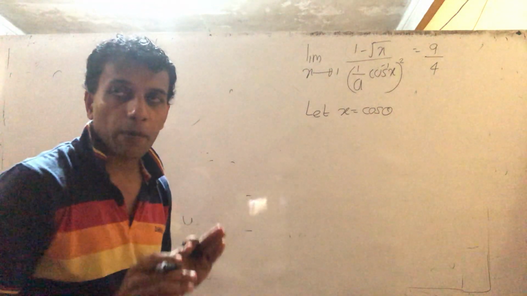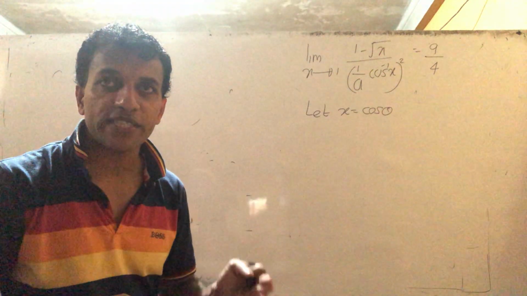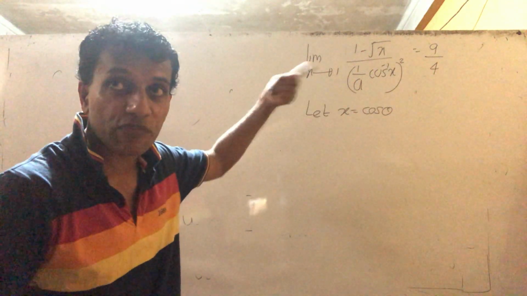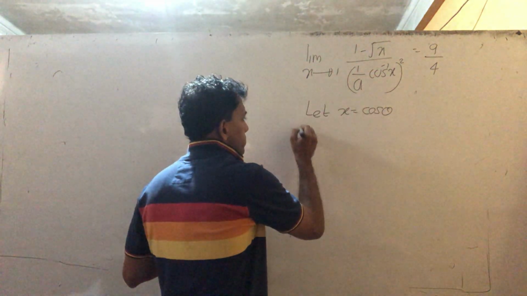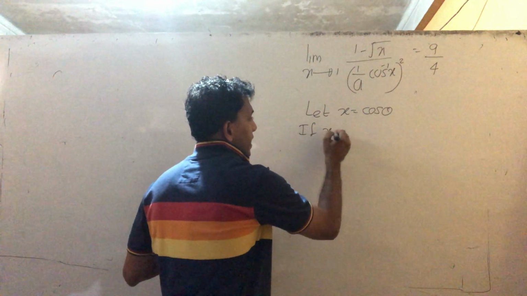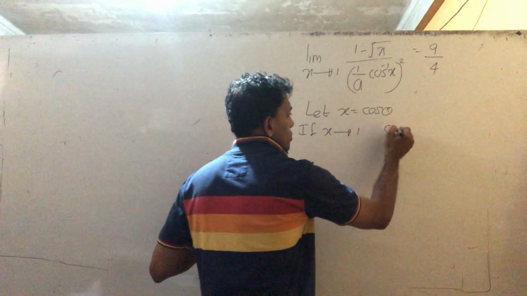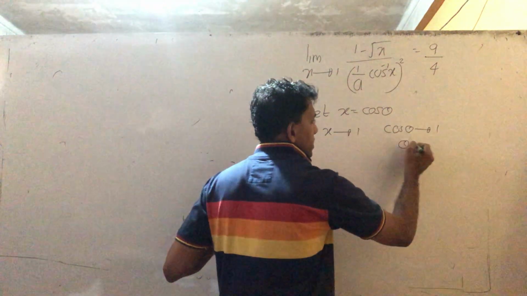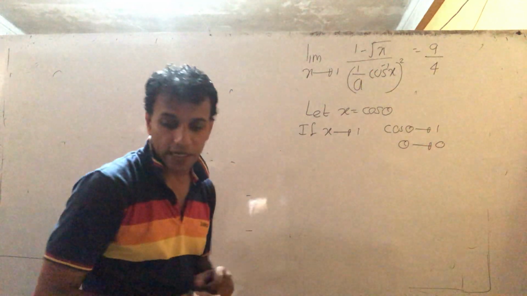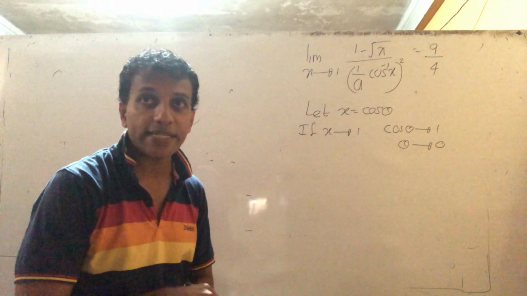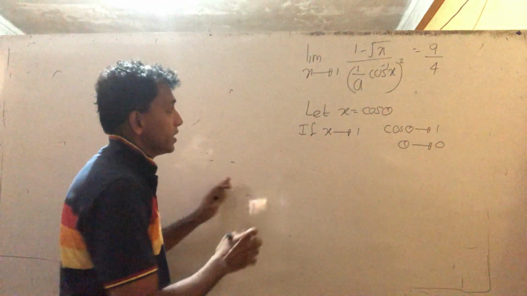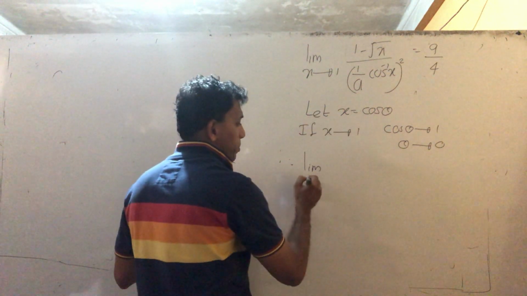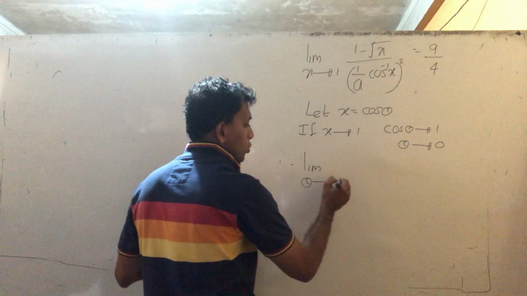Therefore, all the problem should now be changed in terms of theta. Very first change, if x is 1, what is theta? Limit change first. If x tends to 1, cos theta tends to 1. Therefore, theta tends to 0. If x is 1, theta is 0. Okay, therefore, limit x tends to 1 means theta tends to 0.